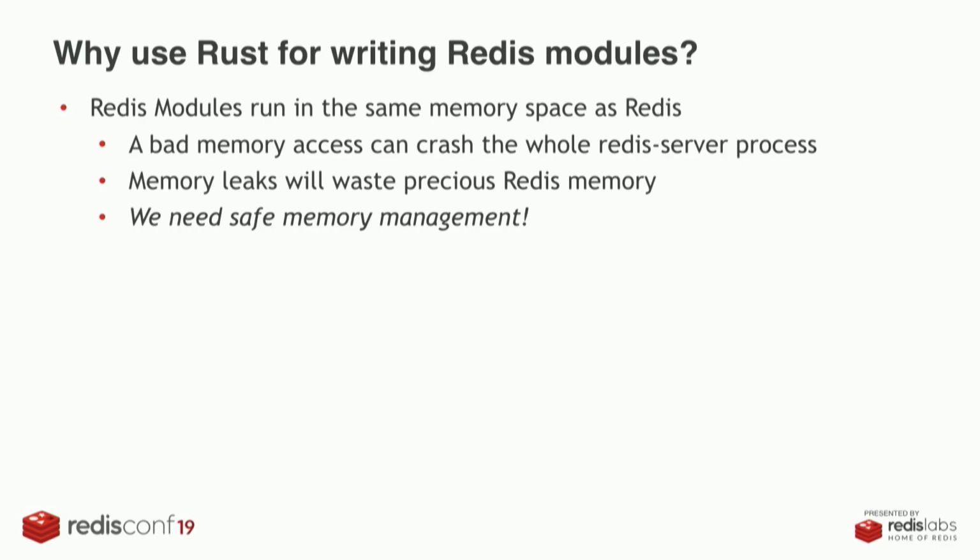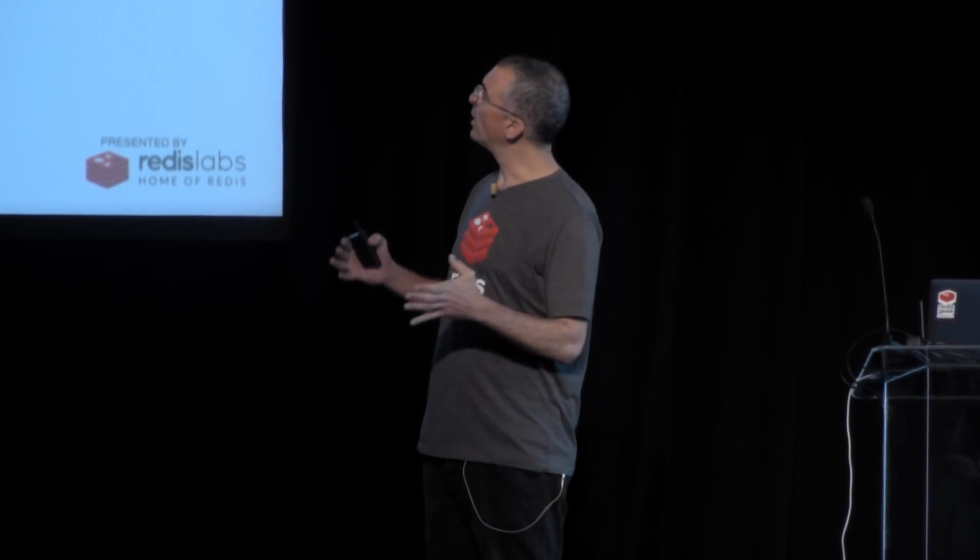So why would I want to use Rust specifically for writing Redis modules? Well, it's amazing how much of a good fit the philosophy of Rust is with the philosophy of Redis. Redis is all about speed, low latency, efficiency, small size, and Rust fits that model very well.